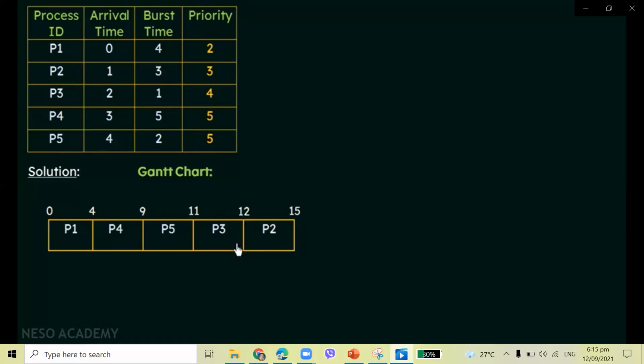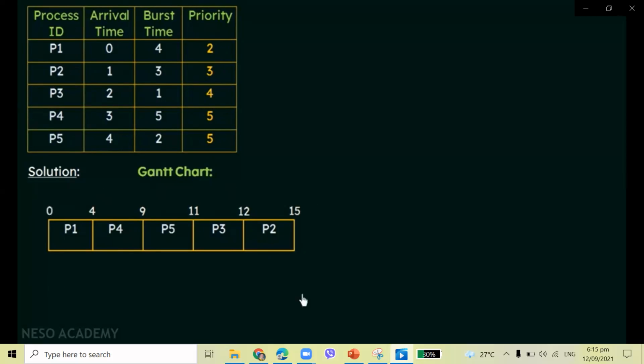And then the final process that we have is P2. P2 will now get the CPU after P3 releases it at 12 milliseconds. P2 will execute for 3 milliseconds, which is the burst time of P2. So 12 plus 3 is 15. Up to the 15th millisecond, P2 uses the CPU, and at this point, all the processes have completed their execution.